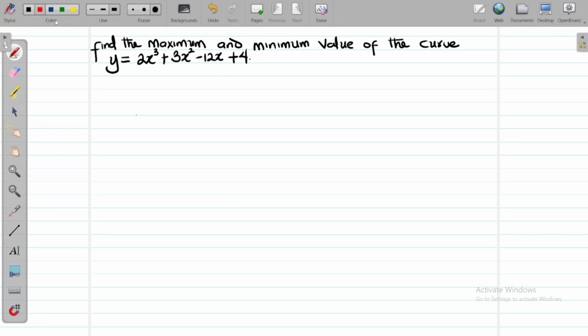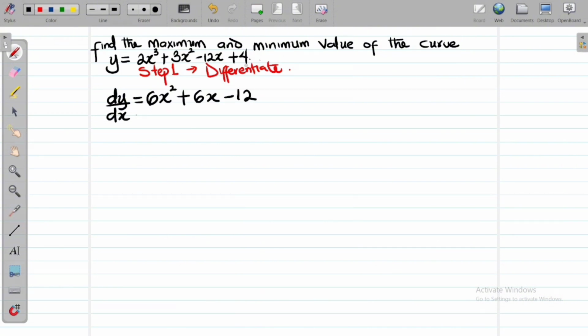Number 1, you differentiate the value that was given, right? So step 1, we differentiate. By differentiating the question given, we're going to have dy/dx as what? To differentiate this, we get 6x², plus, if we differentiate this, we get 6x, minus, if we differentiate this, we get 12. If we differentiate 4, we get 0. So that's the first step. Step 1, we differentiate. Step 2 is to find the stationary point.